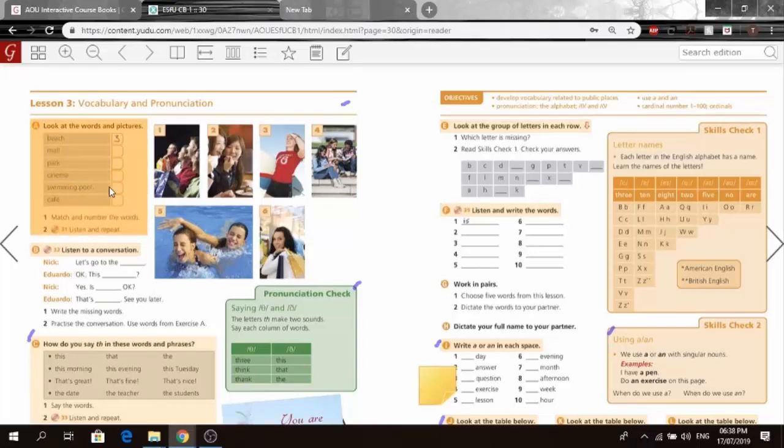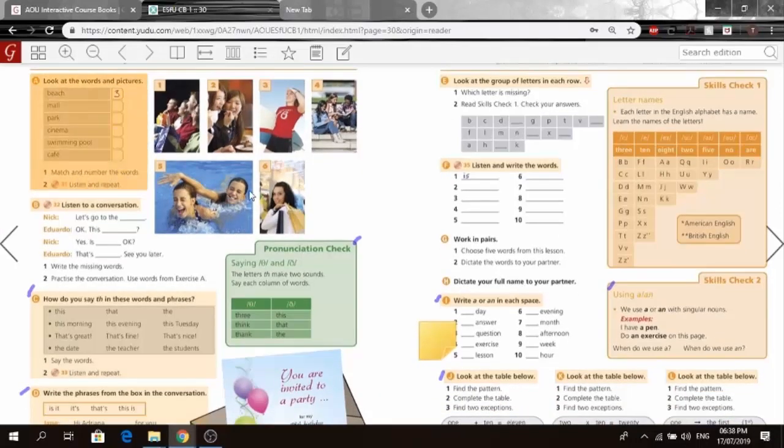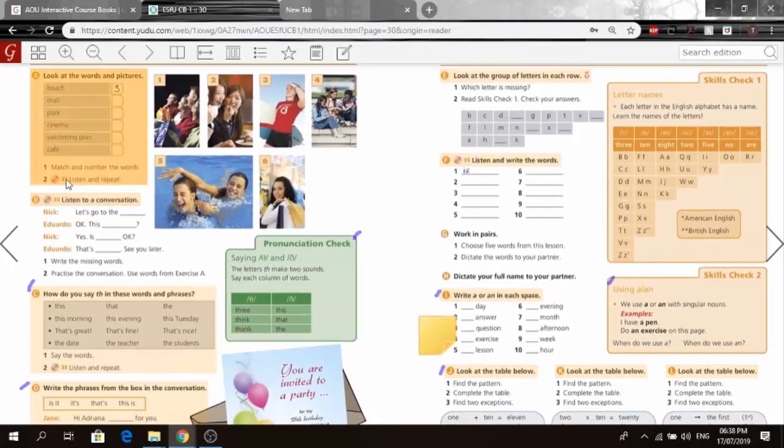Now, swimming pool, obviously this is probably the most obvious one. Here it is, number 5. And cafe, here we have these 2 ladies and their friends enjoying their meal at a cafe. So 2 is cafe, okay? So we matched the words. Now let's listen and repeat, okay? So I'll say these words again and try to say them after me, okay? So beach, mall, park, cinema, swimming pool, cafe.